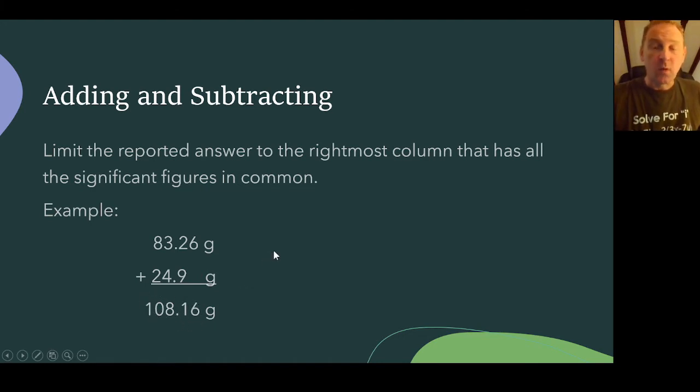But when we report this, we can't report it to the hundredths place, because we don't really know what this value was. It wasn't measured, so we shouldn't report that. So the rightmost column that has the same significant figures in common is the tenths place. If we draw a line here, this shows where we're going to cut off our measurement. We're only going to measure up to the tenths place. Because if the next digit is a 5 or greater, it will round this number up. After the 1 here, this is a 6, so we're going to round it up. We're going to report the number as 108.2 grams. If this was a 0 to 4, we would just have left the 1 alone.